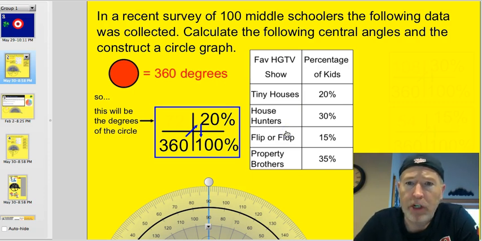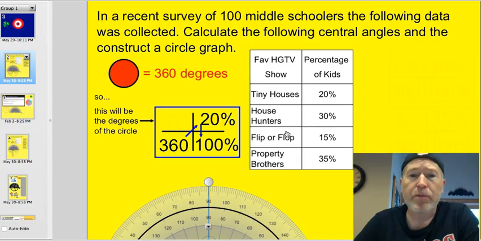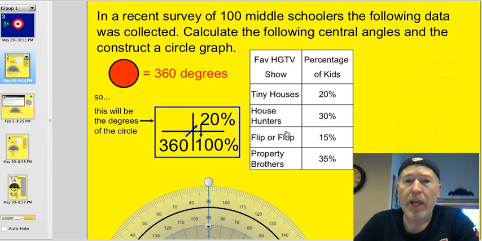In a recent survey of 100 middle schoolers, the following data was collected. Calculate the following central angles and construct a circle graph. So we've got this little survey they did on their favorite HGTV show. Tiny House Hunters was 20%, meaning 20% of the kids chose that. House Hunters was 30%. Flip or Flop 15%. Property Brothers 35%. So we need to display this.